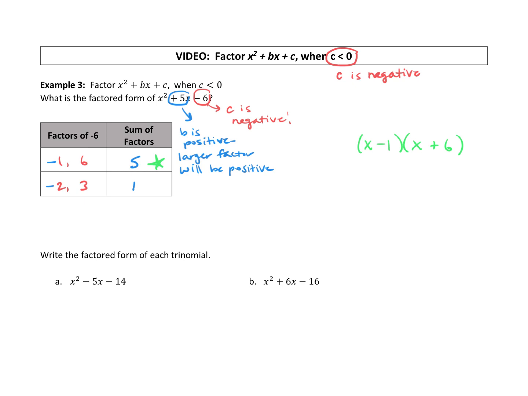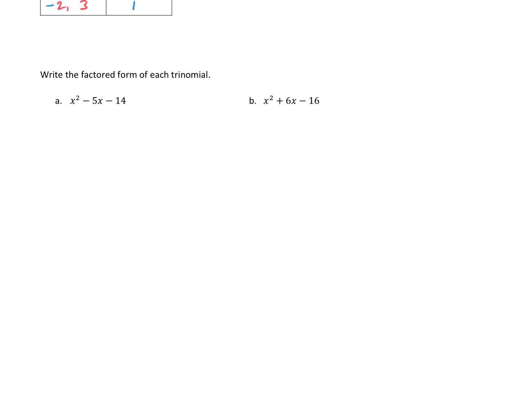The reason why the larger factor will also have the same sign as your b value is because if you add two numbers together, whatever the larger number is, the answer will have that sign. If the bigger number is positive, your answer will be positive. If the bigger number is negative, your answer will be negative. Okay, let's take a look at a couple more examples just to solidify this.